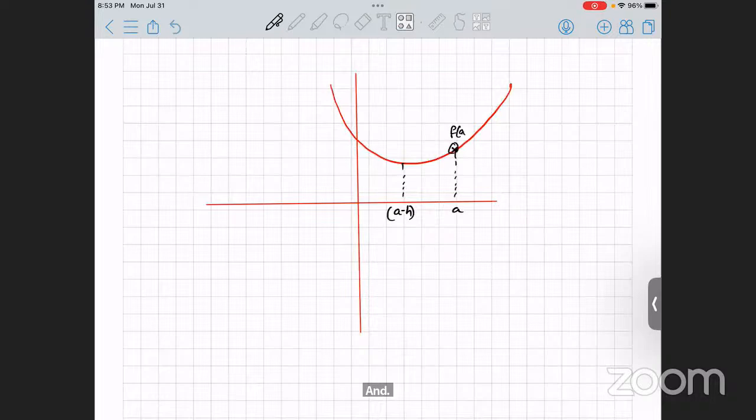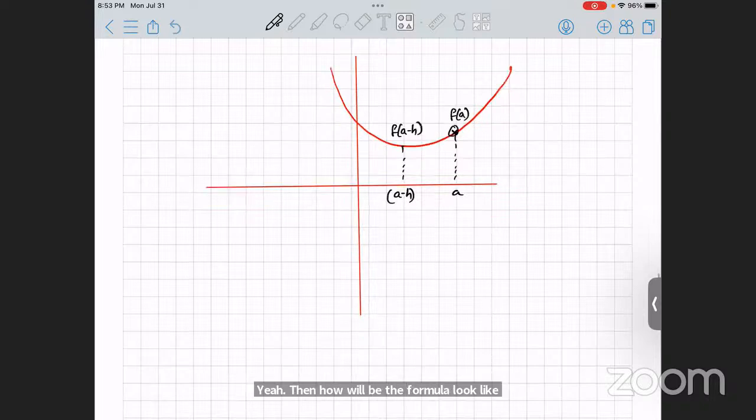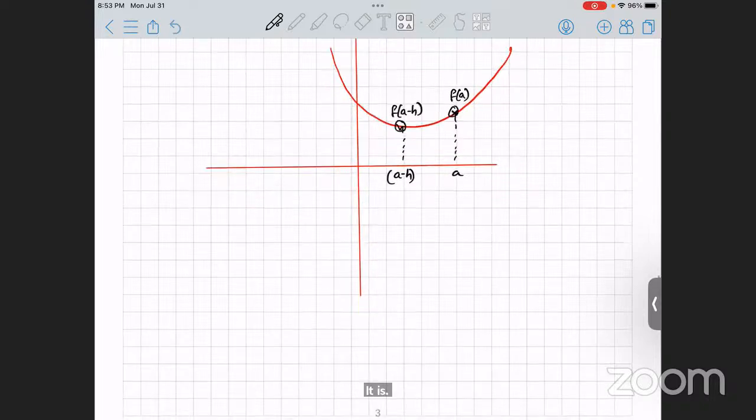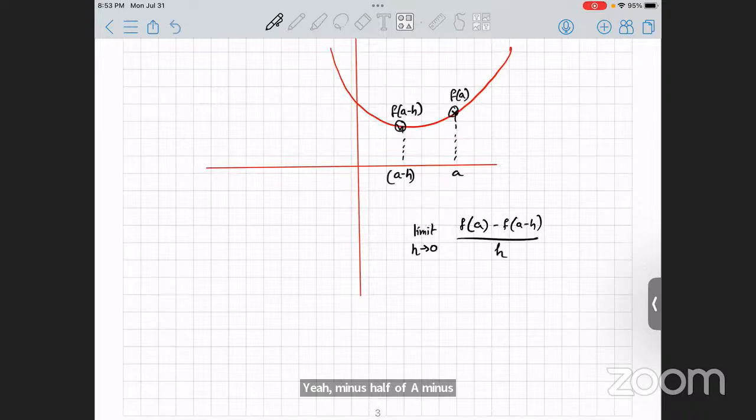Then how will the formula for differentiation look? First, we have to define the limit: limit h tends to 0, f of a minus f of a minus h, divided by h. Okay, clear? It is very straight. Clear, everyone?